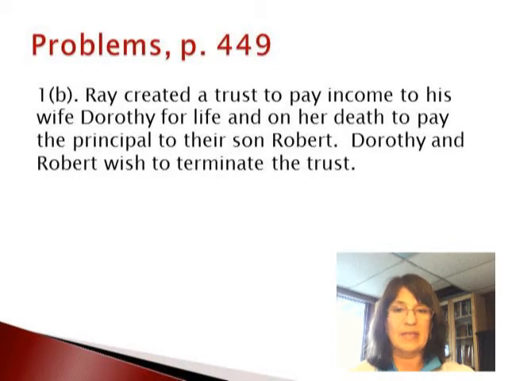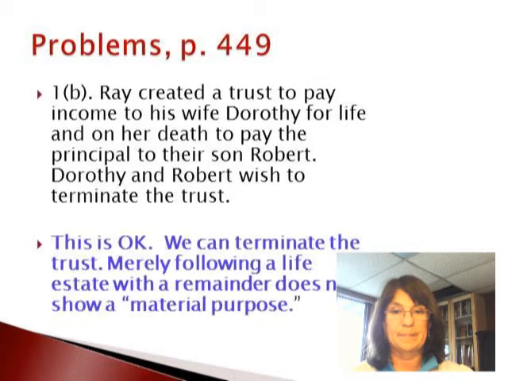Ray creates a trust to pay income to his wife Dorothy for her life, and on her death to pay the principal to their son Robert. Dorothy and Robert want to terminate the trust. Okay, so here we have to Dorothy for life, remainder to Robert. Basic goal, A for life, remainder to B.